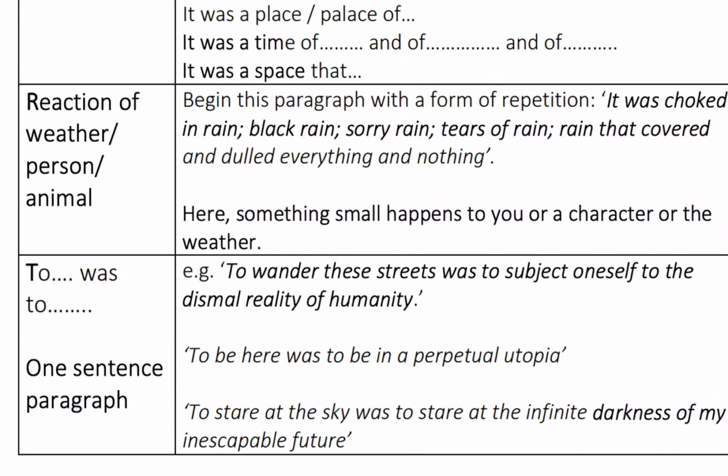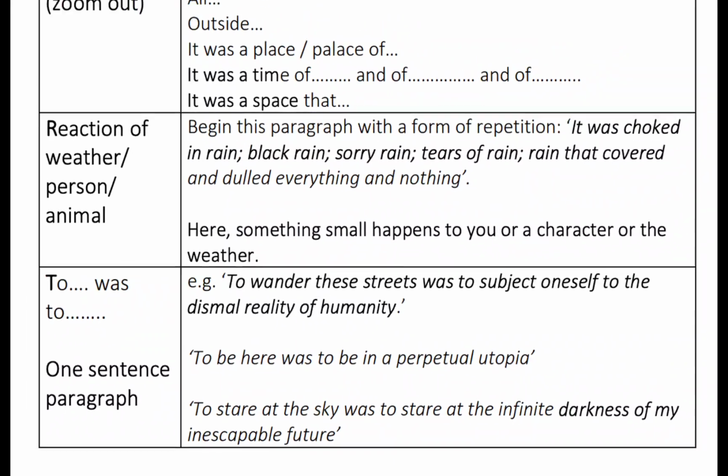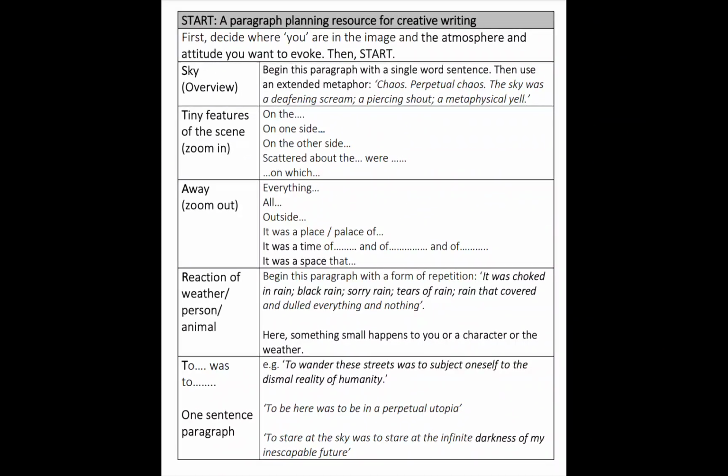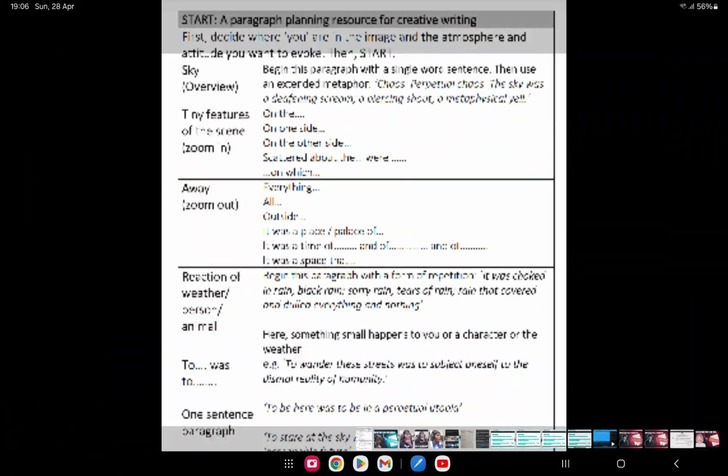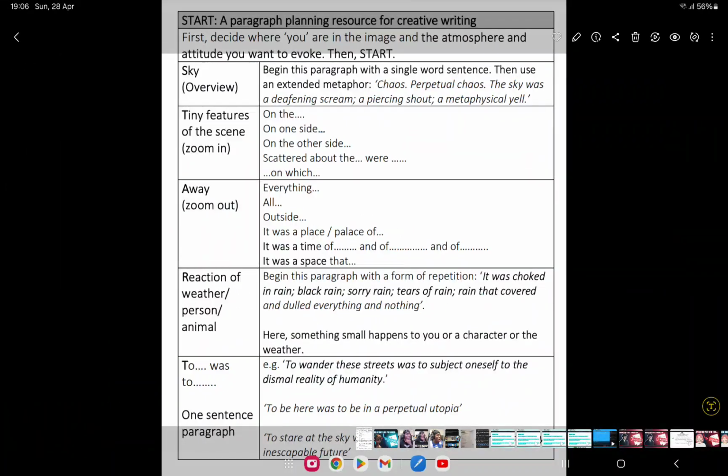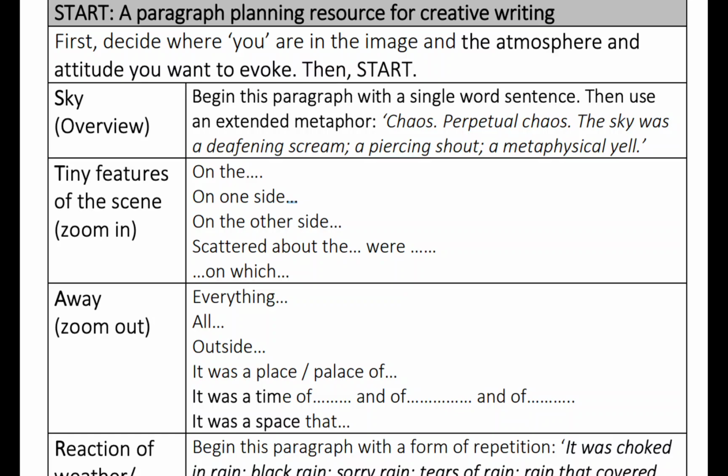And the last example of the one sentence paragraph is, to stare at the sky was to stare at the infinite darkness of my inescapable future. So these are just three variations, and these are some things that you can use. Essentially, this is a great cheat sheet, and these are all simple cheat sheets that you all can use to achieve the top marks for your creative writing.